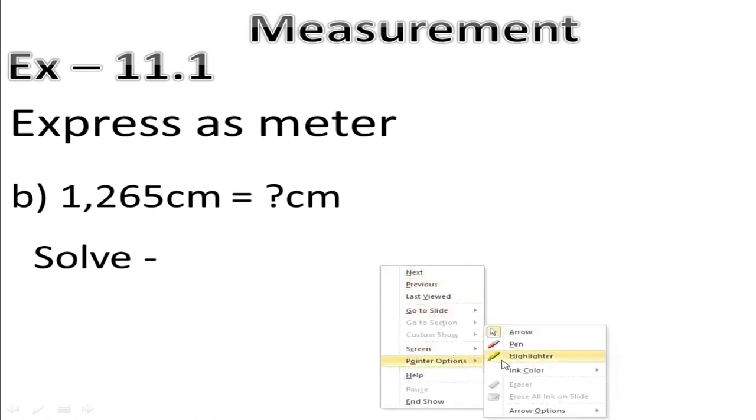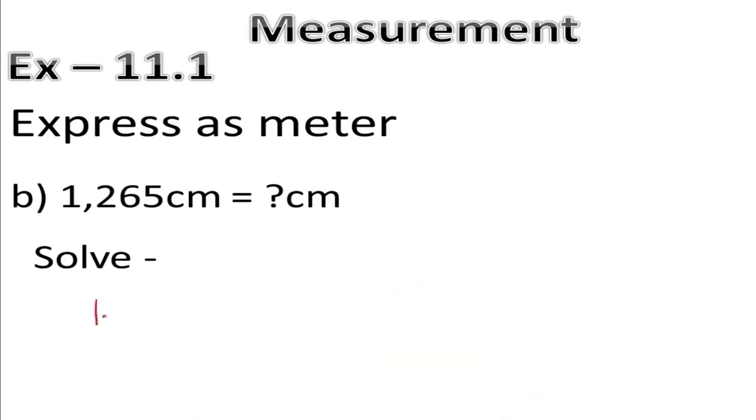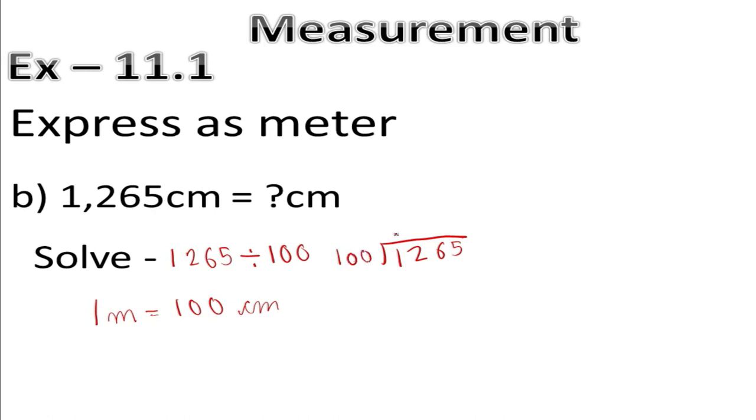1265 centimeter. As we all know, 1 meter equals 100 centimeter. तो हम लोग 1265 को हम लोग 100 से डिवाइड कर देंगे। तो चलिए डिवाइड करते हैं। 1265 को 100 से, 100 into 1, 100. Subtract, we get 26. 5 comes down into 2, 200. We subtract, we get 65.